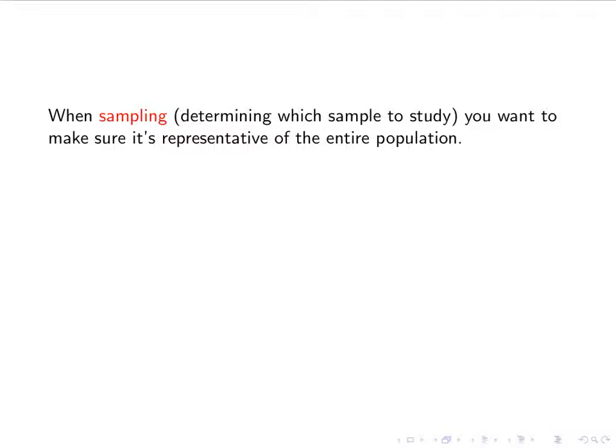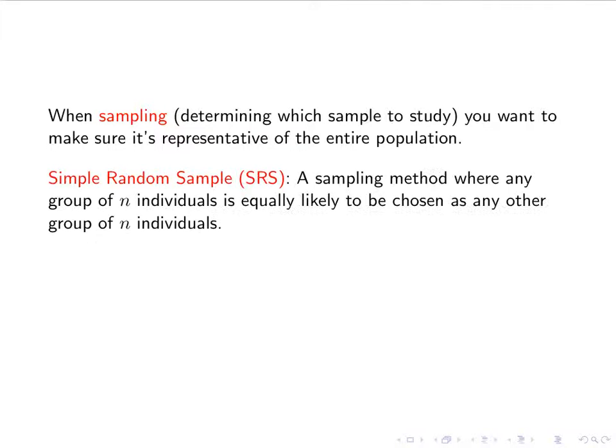And what you want to do is when you take a sample, you want to make sure that it's representative of the entire population. I don't want to find the US's average IQ by taking people that just graduated from Harvard. Right? I want to take a representative sample of the entire population. One way to do this is to get what's called a simple random sample, typically denoted SRS.